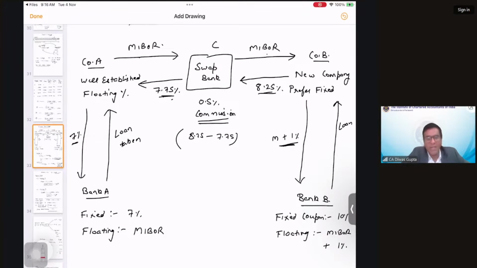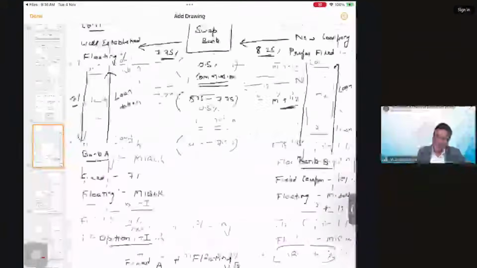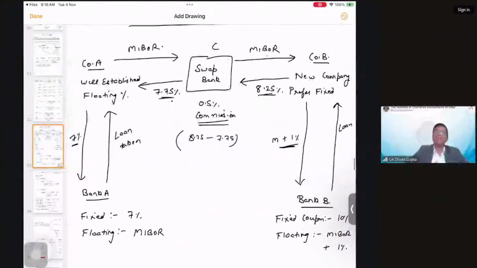One option is that they can just go and borrow. So let's say company A can borrow in floating and company B can borrow in fixed and they can just close the deal. But in case they feel that an overall reduction is possible, what they will do is approach a swap bank.